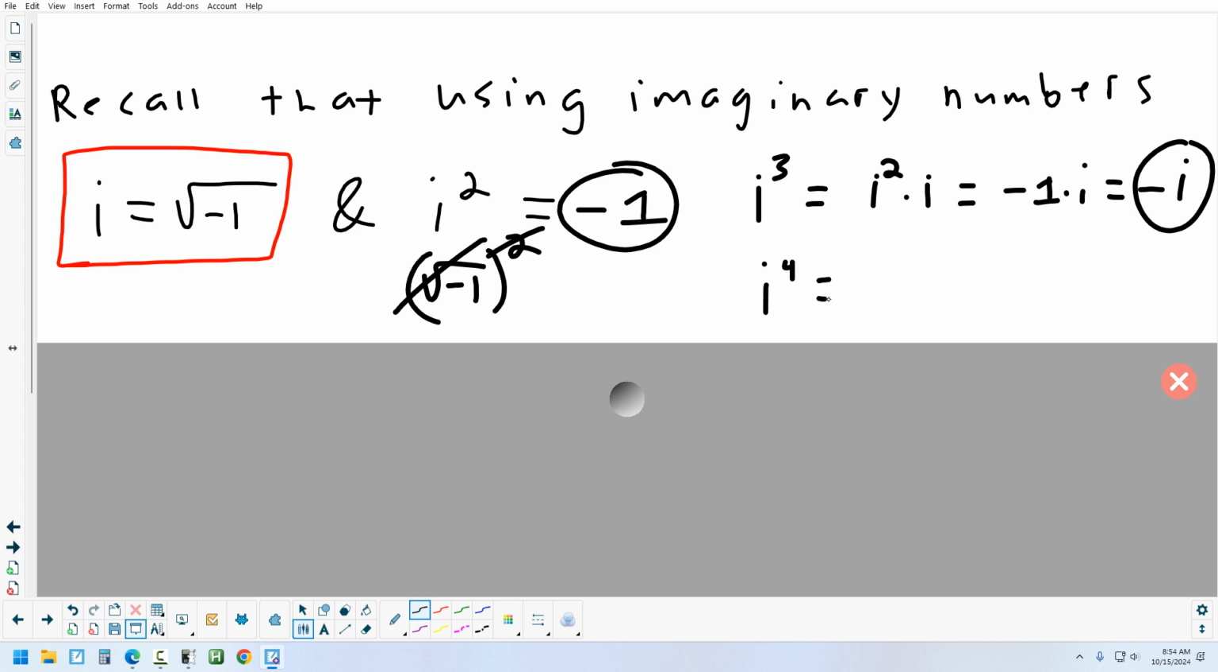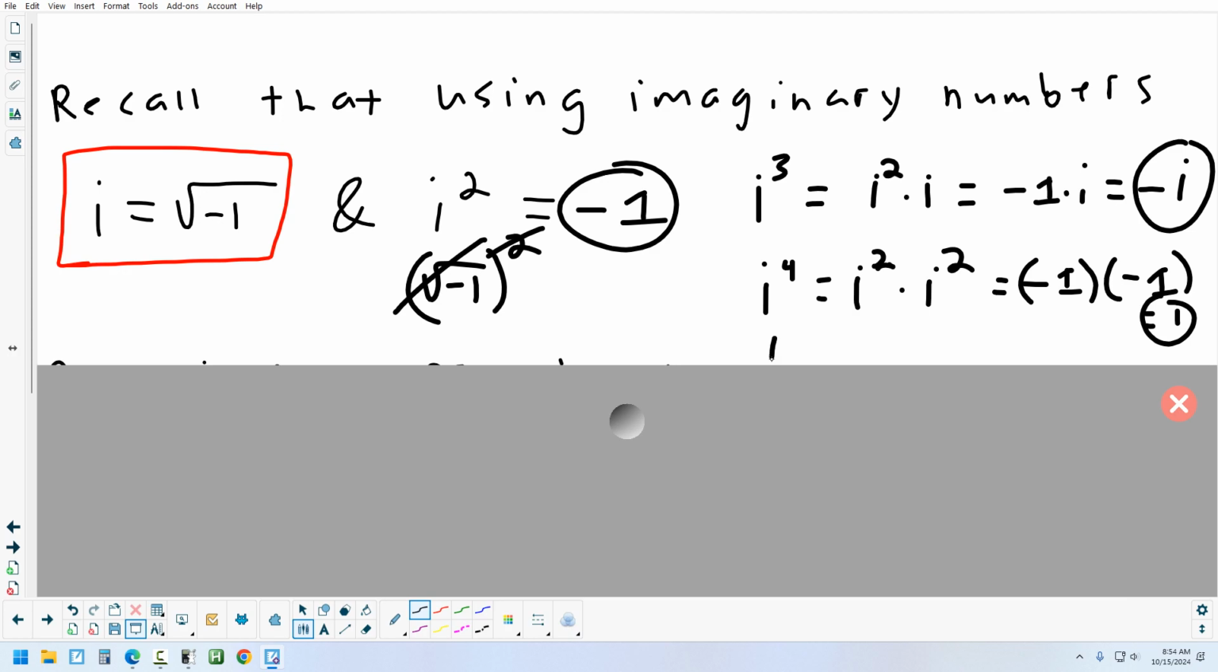And how about i to the 4th? That would be +1, because you can think of that as i to the second times i to the second. Well, i to the second is -1, so it's -1 times -1. And after that, they repeat. Because now, if you wanted to do i to the 5th, pull out an i to the 4th, and then multiply it by i. Anytime you pull out an i to the 4th, it's just 1. So now you're just left with 1 times i, which is i again.